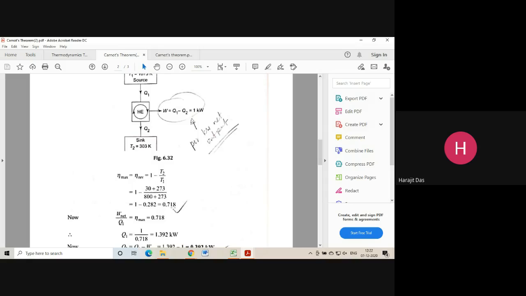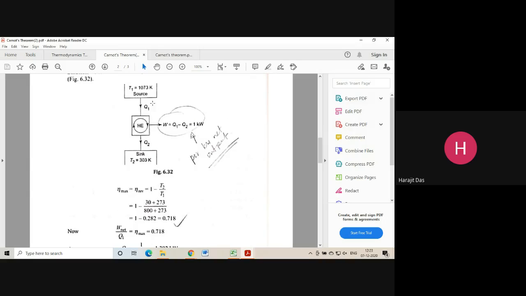So it will be 0.718. Understood? So this one will be the efficiency. It is not equal to 1, isn't it? So it is less than 1, 0.718, and in percentage it will be 71.8%. Understood? So now what can you find out? You can find out the heat input. So what will be the heat input?